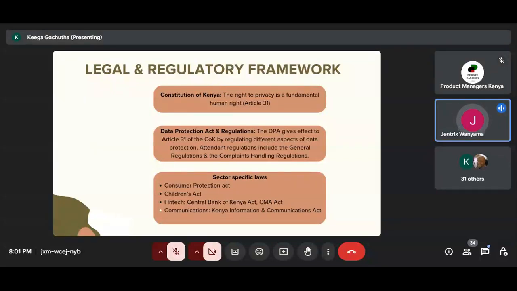Where is your company established? Is it Kenya? Is it not in Kenya? If it's in Kenya and it's processing personal data, automatically you fall under the Kenyan purview. If it's not in Kenya, but it's processing data that belongs to data subjects who are resident in Kenya, then it falls under the purview.